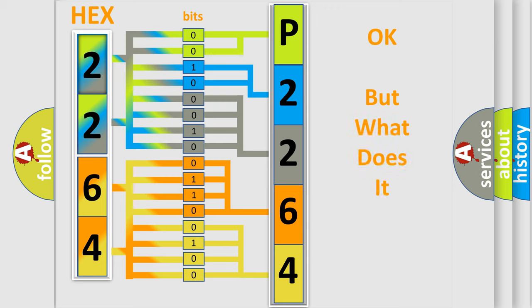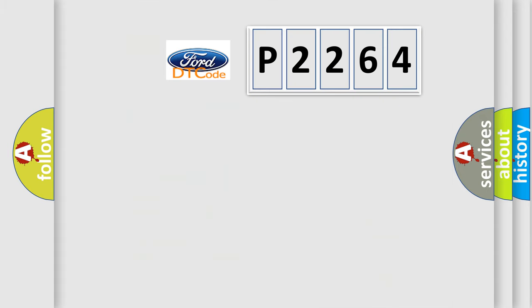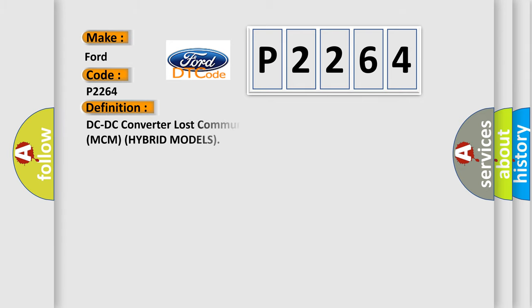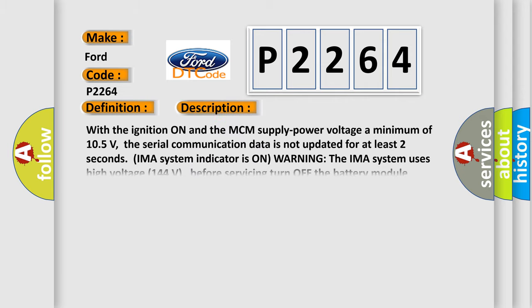The number itself does not make sense to us if we cannot assign information to what it actually expresses. So, what does the Diagnostic Trouble Code P2264 specifically mean for Infiniti? The basic definition is: DC-DC converter lost communication with motor control module MCM, hybrid models. And now this is a short description of this DTC code.